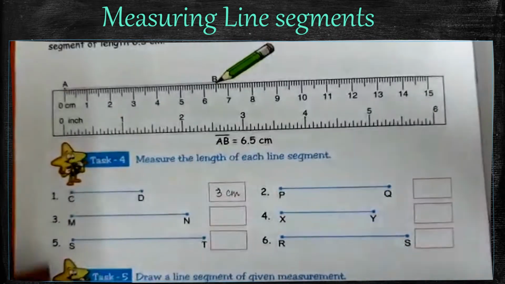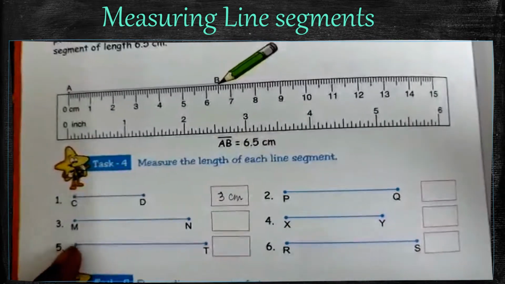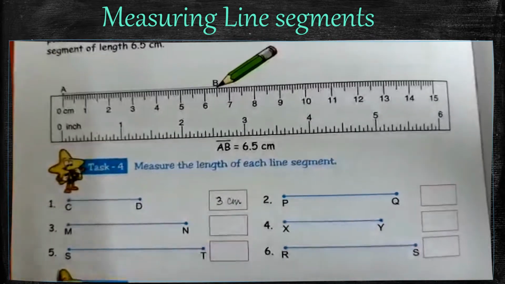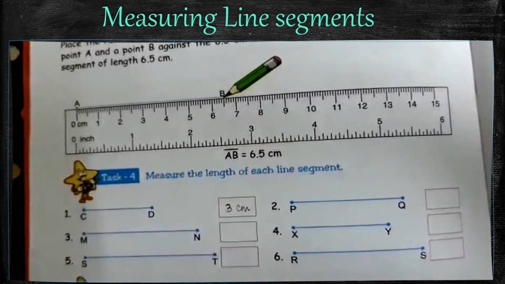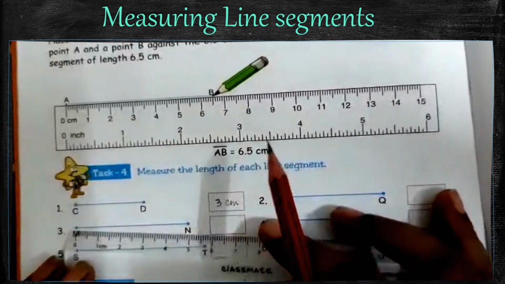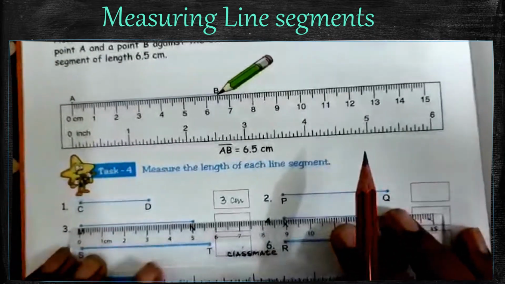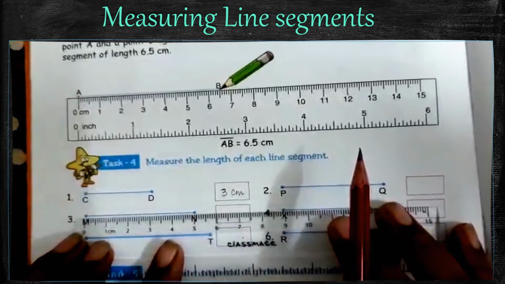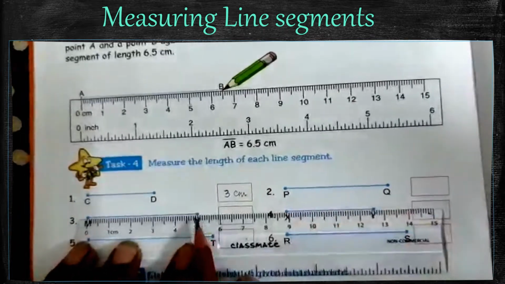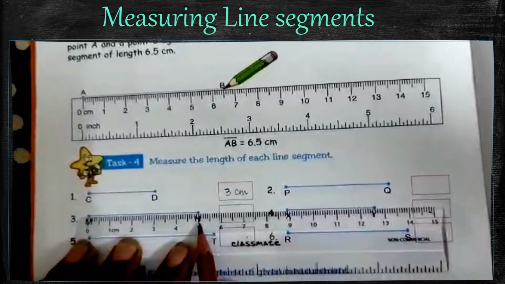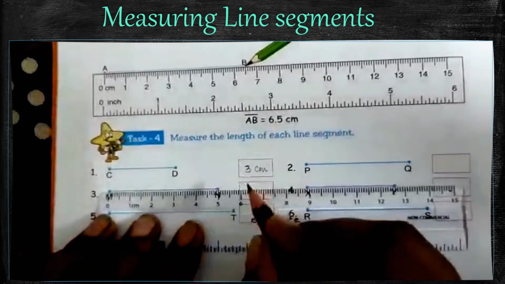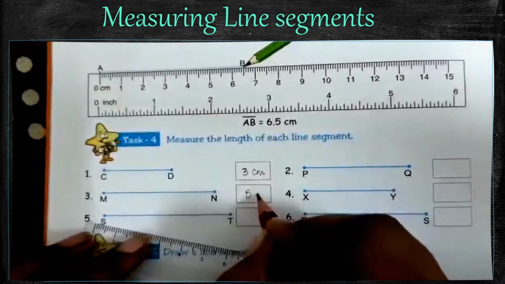Let us do one more sum. Third sum. Here M, N, they have already named the line segment. So what is the first step? M is here. We have to keep our 0 centimeter exactly on this first point and check where the end point lies. It lies exactly at 5 centimeter. So now the length of this line segment is 5 centimeter.